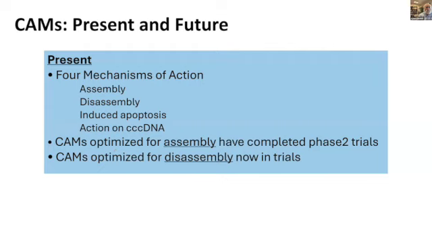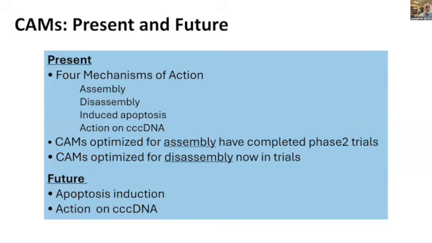CAMs have been optimized for assembly and have completed phase 2 trials. They've been shown to be therapeutic, but not curative. CAMs have been optimized for disassembly, and these are now in clinical trials. In the future, I look forward to studies of apoptotic induction and action on cccDNA. And thank you very much for your time.